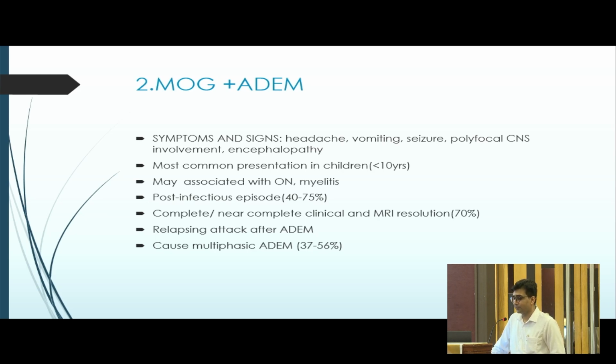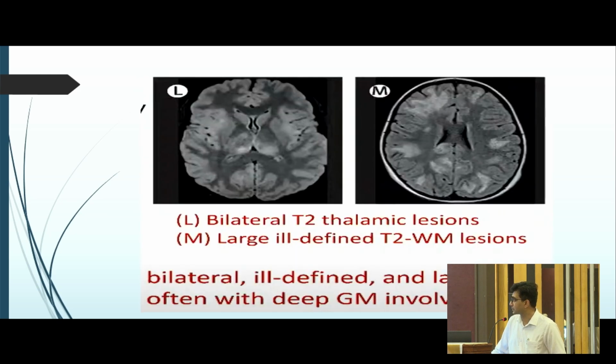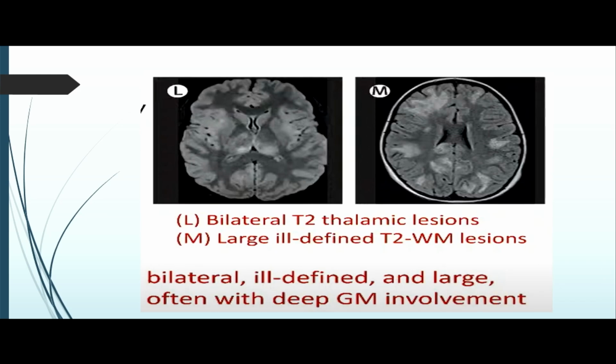Complete or near complete clinical and MRI resolution is seen in MOG-ADEM, while with NMO-associated ADEM or other ADEM like connective tissue disorders, the prognosis is not as good as in MOG-ADEM. Another point is that a relapsing attack can occur after ADEM, but it can be controllable, and sometimes causes multiphasic ADEM. So these are the common features. Generally MOG-ADEM presents as ill-defined white matter involvement, along with deep gray matter involvement, like the thalamus. So multiple involvements are there, with white matter quite involved along with the deep gray matter.